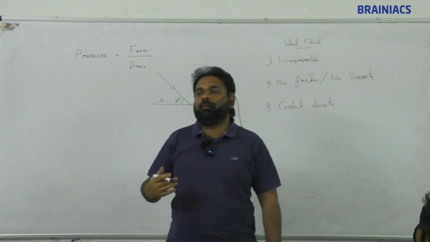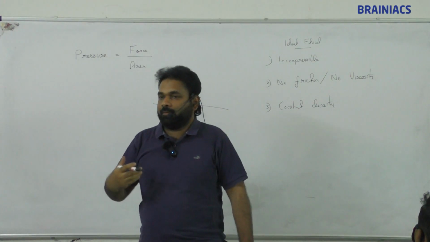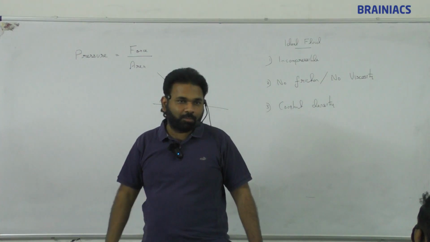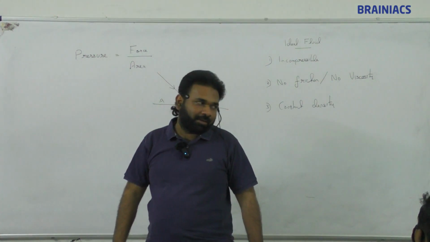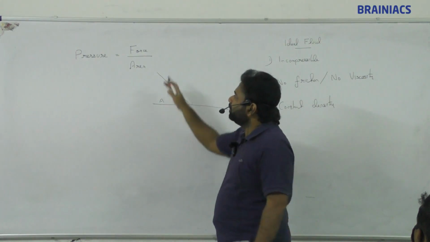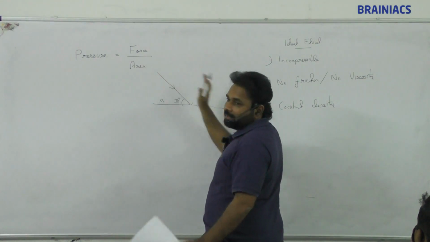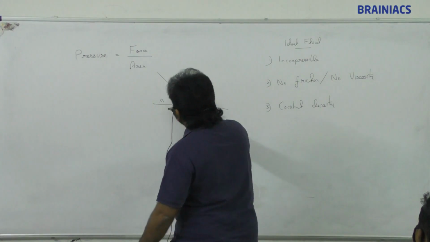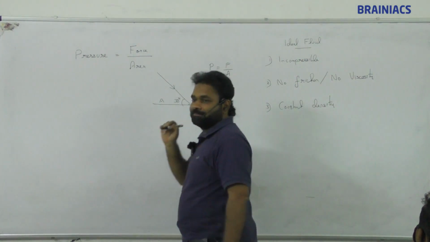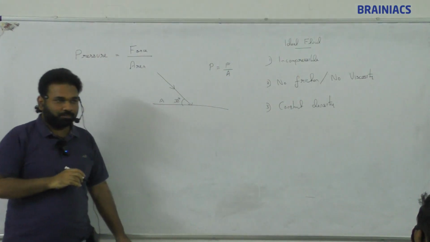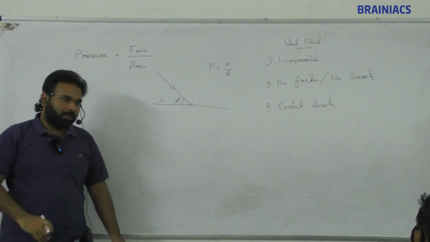Is there anything wrong if I write again, this is the force at an angle of 30 degrees, P is equal to F by A. Correct? Can I write it like that?